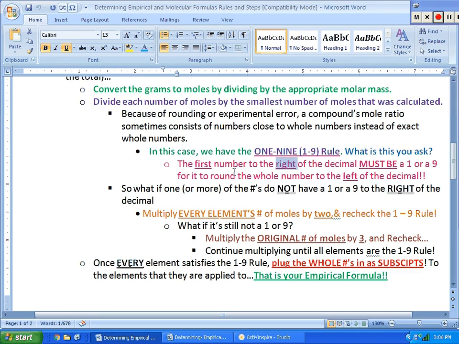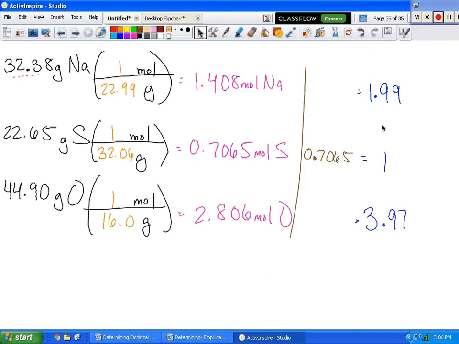The first number to the right of the decimal has to be a what? A 1 or a 9. Super dumb, but super easy. For it to round to the whole number where? To the left. This is called the 1-9 rule. So if I go back and I look, are both of my numbers to which side of the decimal? The right, a 1 or a 9. Yes. So will they round? Yes, they will. So this turns into a 2. This stays a 1. And this turns into a 4.